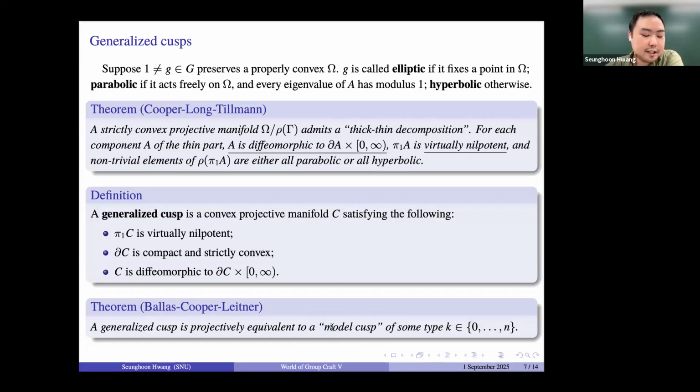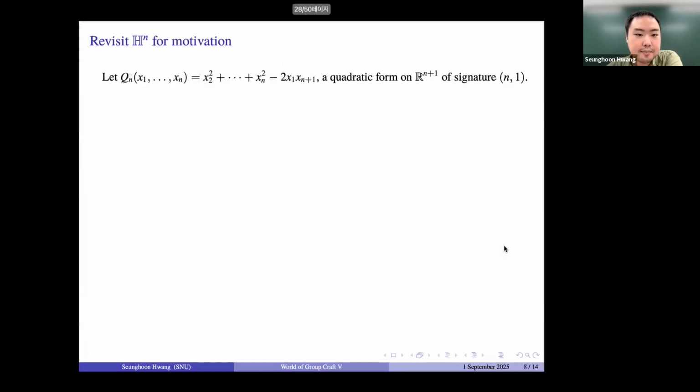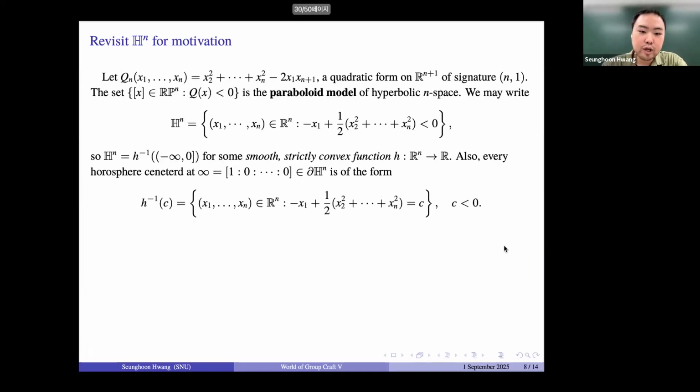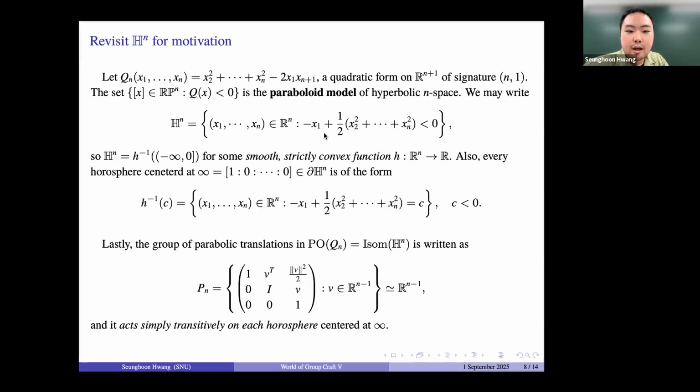So the main thing I want to mention here is the structure of model cusps and their domains. To understand that, we need to revisit hyperbolic space, and let's be quick. We have a quadratic form of signature n comma 1, specifically this one, on R^(n+1). Then the projectivization of its negative cone is the paraboloid model of hyperbolic space, and it can be written in some specific affine chart. It can be written this way.